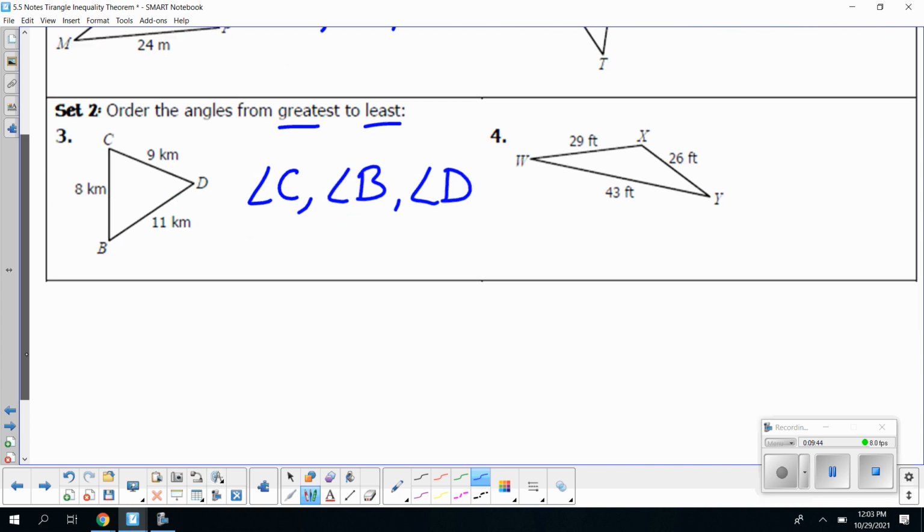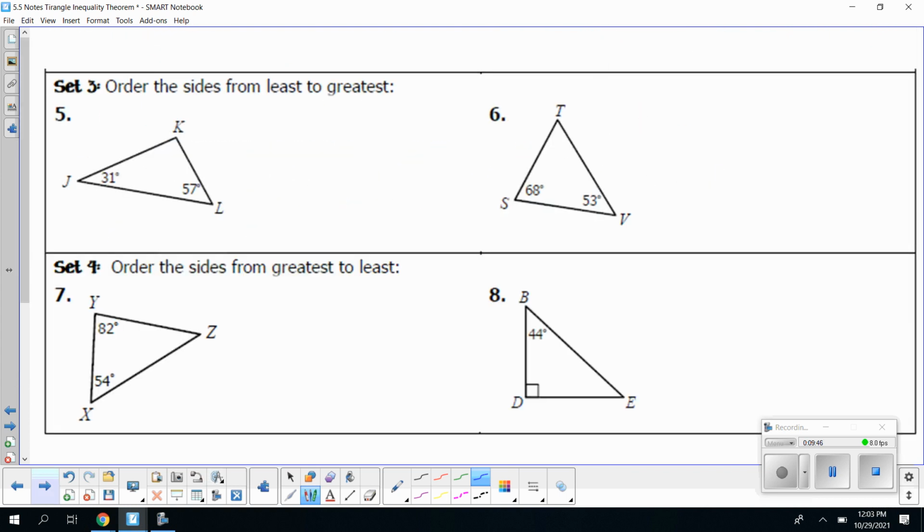Okay, let's look at the next section. They want us to order the sides from least to greatest. So remember, the sides correspond to the angle measurement. So we have to find the measure of angle K in order to order our sides. Angle K is 92 degrees. We take 180 minus 31 minus 57, and that gives us 92 degrees for angle K.